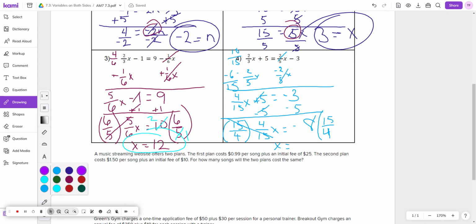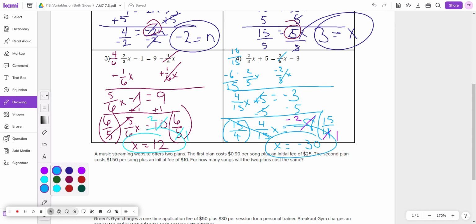And actually be very much aware that is a negative 8. So let me make sure I add that. All right, so negative 8 divided by 4, well, that gives me negative 2. 4 divided by 4 gives me 1. So negative 2 times 15 would give me negative 30.